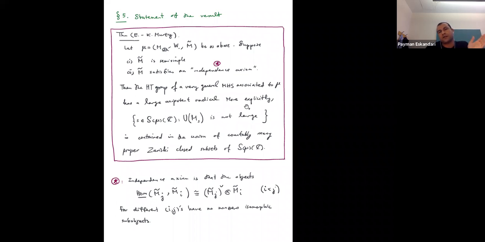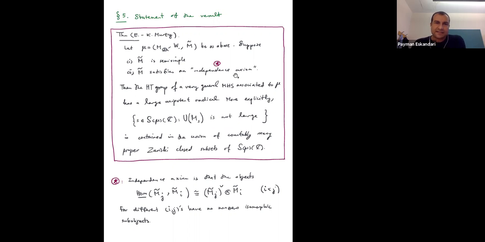So in other words, outside a countable union of proper Zariski closed subsets of S mu, the unipotent radical is going to be large. So the answer to the question that I posed earlier is yes. And most meaning very general there.